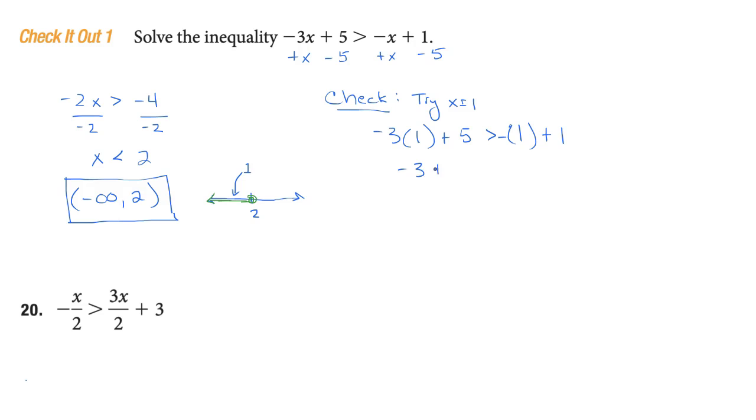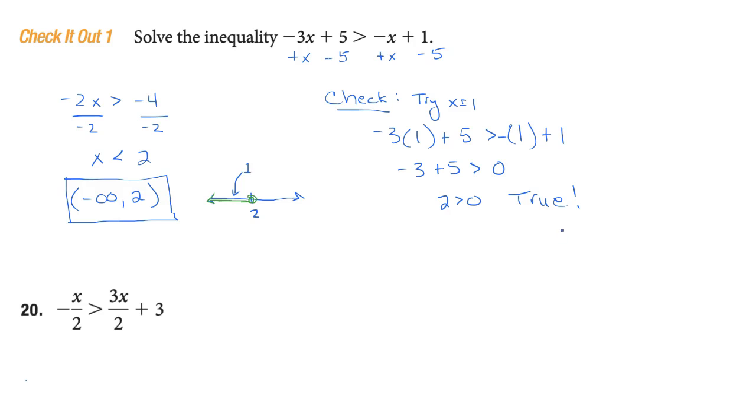I've got negative 3 plus 5 is greater than negative 1 plus 1 is 0. So I've got 2 is greater than 0. Is that true? Yes, that is true. So that worked. So now 2 should not be included, neither should 3 or 4 or 5. So you can try any of those and see if they work. And I would suggest doing that.